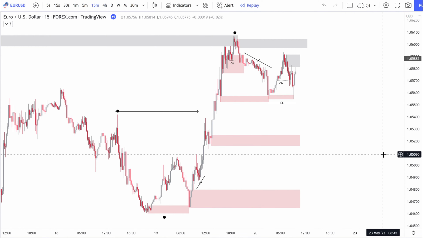This was a little counter trend play that I managed to get involved in on Friday, and I just thought it'd be worthwhile going over it. Okay, just a quick little trade breakdown. I'm not going to complicate anything. Just going to keep it nice and simple here.